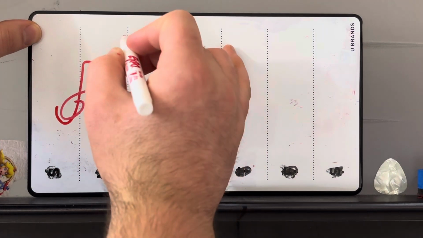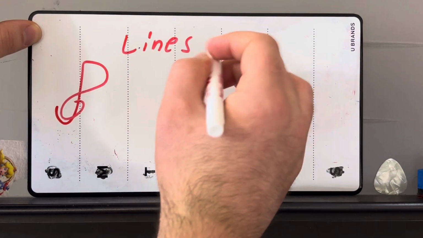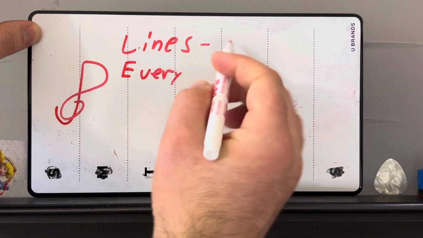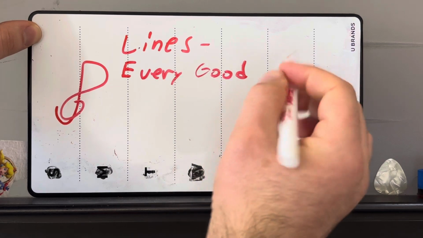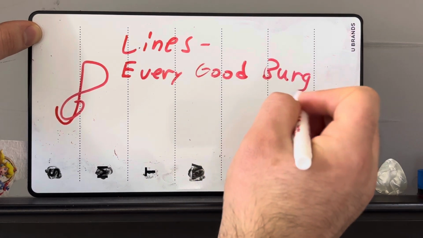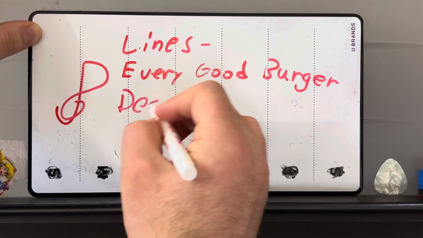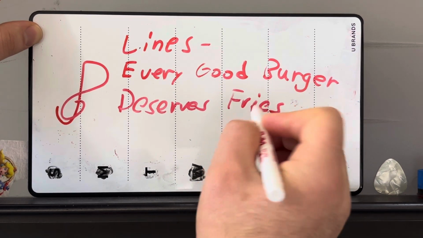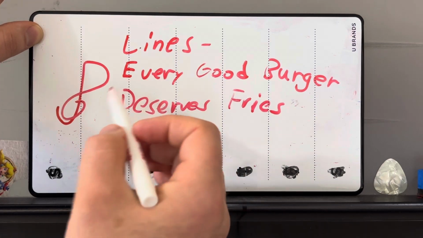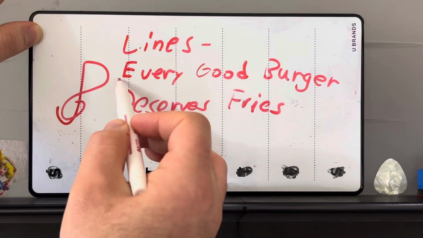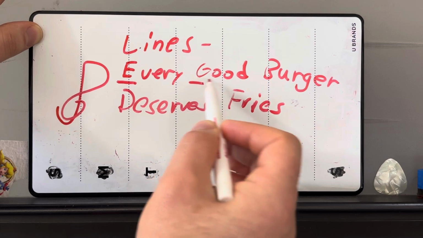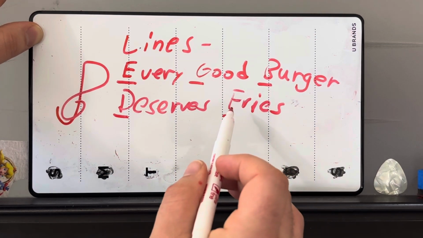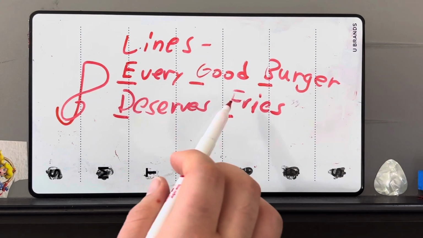Okay, so the treble clef, for lines, the line notes, there's a sentence you can memorize. It goes like this: every good burger deserves fries. So if you can remember this sentence, you can remember from the bottom line to the top line, the first line is E, the second line is G, third line is B, fourth line is D, and the last line is F. Just remember those 5 words.